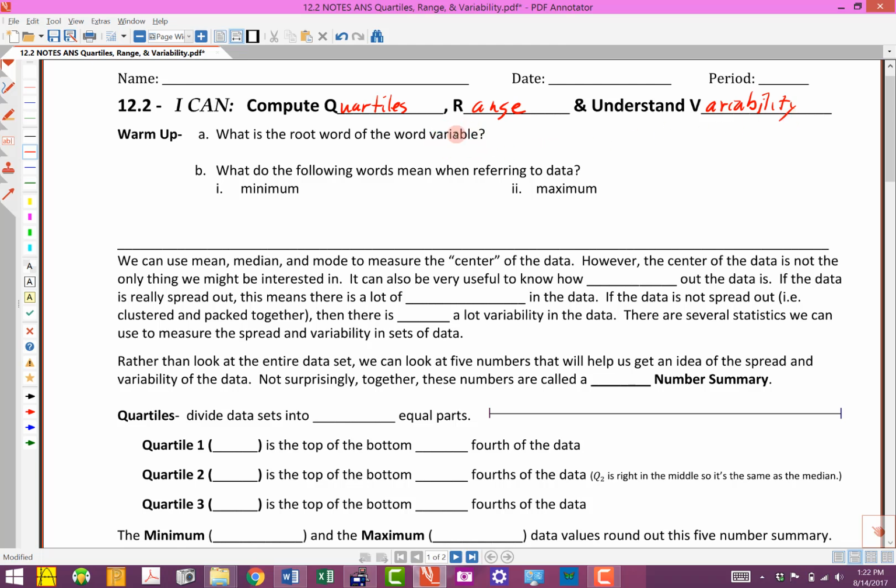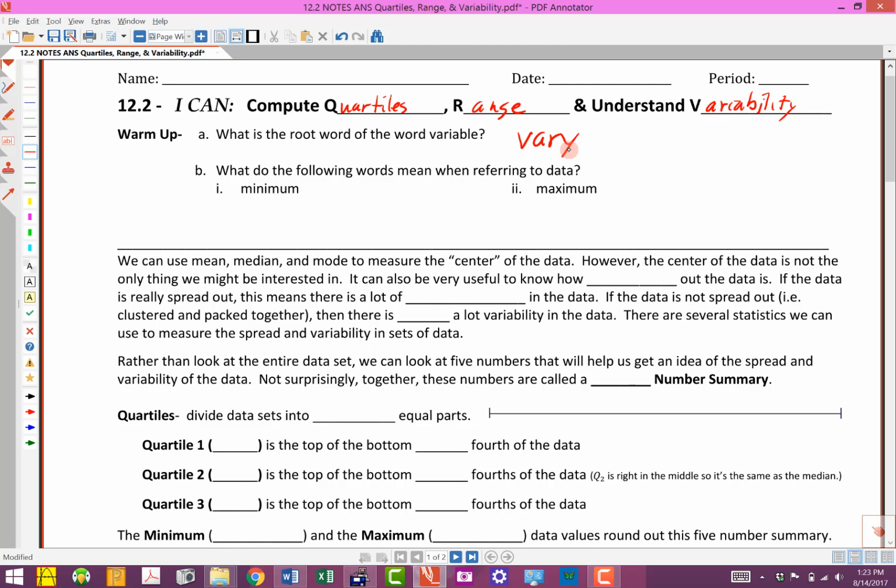So the word variable, what is the root word of the word variable? Well, it's right there. We just spell it a little bit different. We spell it with a Y, vary. So that means things are changing. They're going up, they're going down, or something like that. They can change from time to time, so they vary.